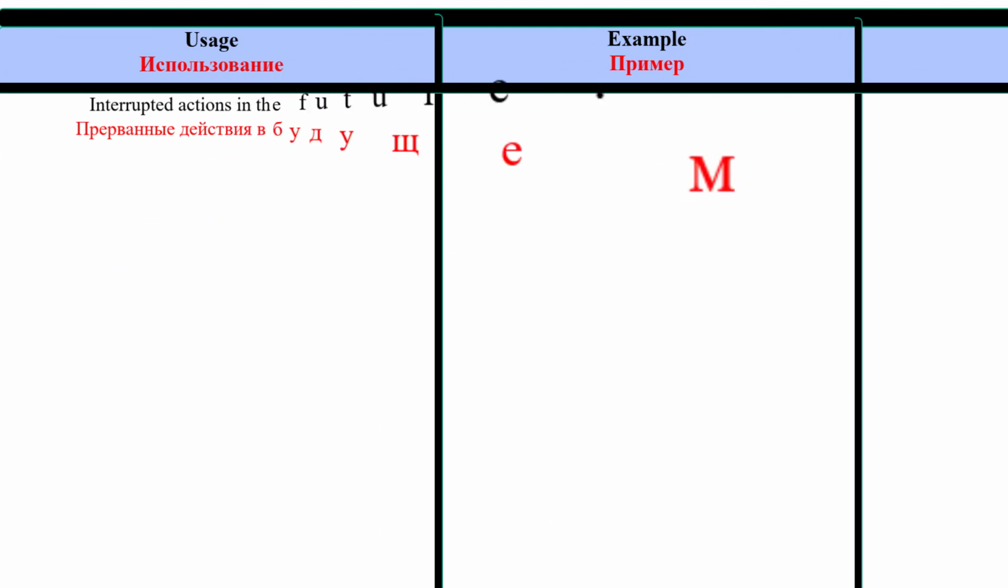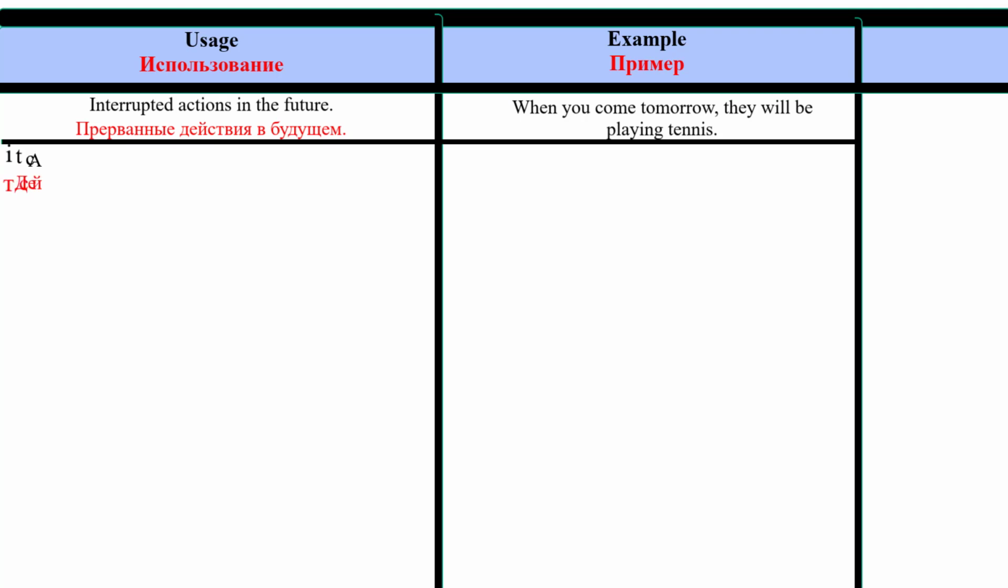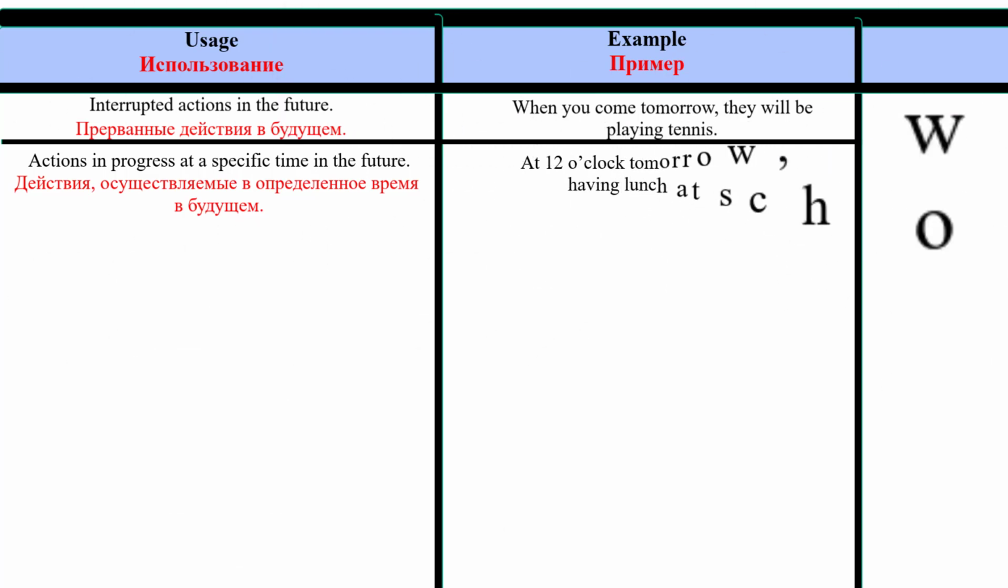Usage. Example. Interrupted actions in the future: When you come tomorrow, they will be playing tennis. Actions in progress at a specific time in the future: At 12 o'clock tomorrow, we will be having lunch at school.